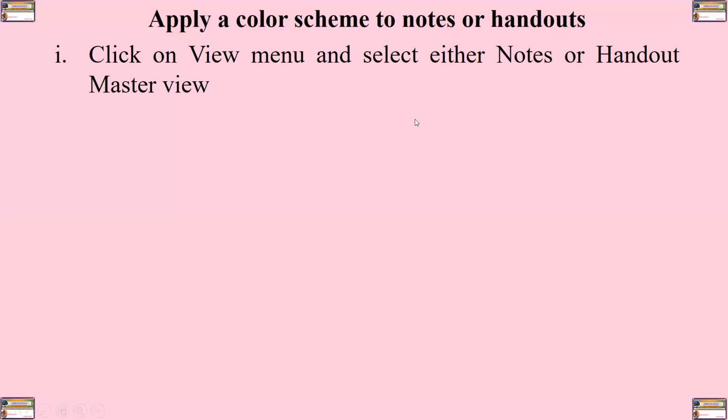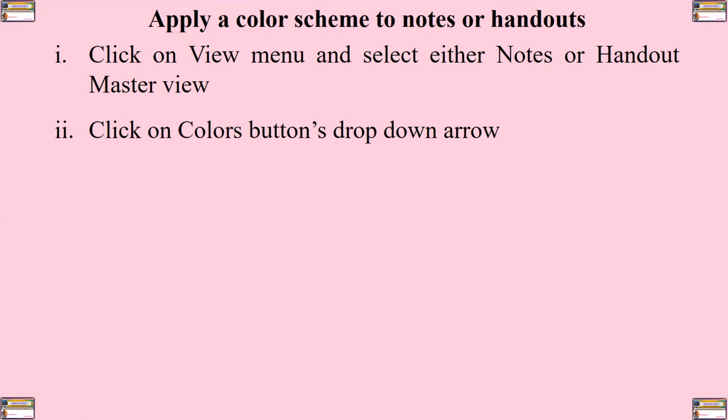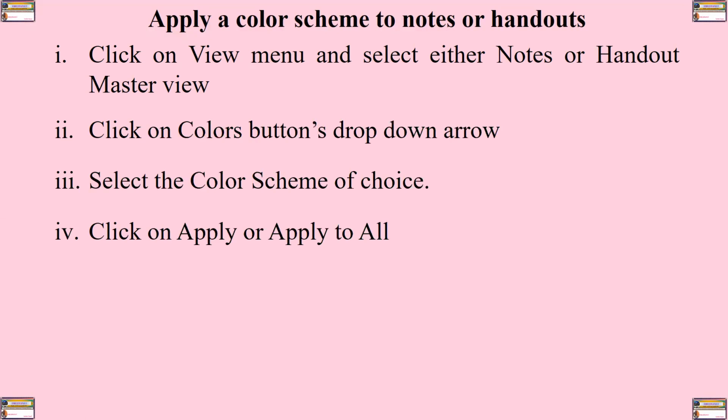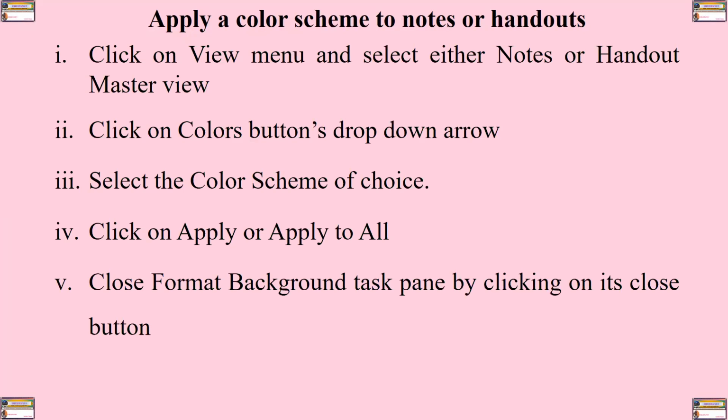In addition, you can apply a color scheme to notes or handouts. To apply a color scheme to notes or handout master view, you click on the view menu and select either notes master or handout master. Then you click on colors button's drop down arrow. Select the color scheme of choice, then click on apply or apply to all. You close format background task pane by clicking on its close button.